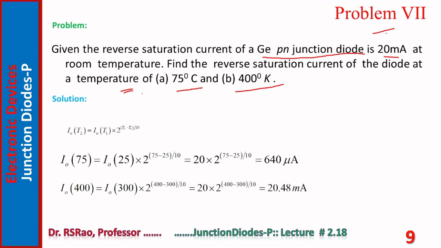Mathematical form for that particular relation is I naught of T2 is equal to I naught of T1 into 2 power (T2 minus T1) by 10. So I naught at 75 degrees is I naught at 25 degrees into 2 power (75 minus 25) by 10. It gives us 640 microamperes. Similarly, I naught at 400 degrees can be determined. It turns out to be 20.48 milliamperes.